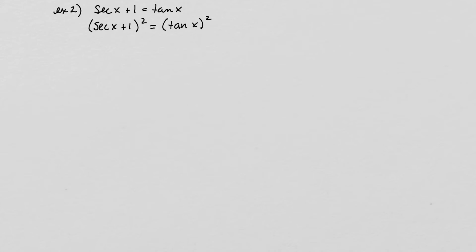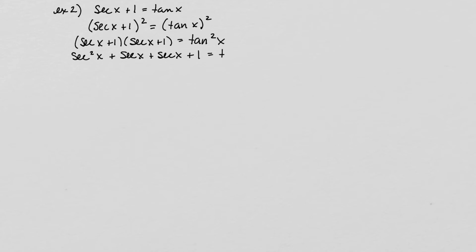Now remember, when we have secant x plus 1 squared, that's really saying secant x plus 1 times secant x plus 1. And then that's equal to tangent squared x. If I multiply this out, secant x times secant x would give me secant squared x. Then I'd have plus secant x plus another secant x plus 1. All I did there was FOIL. So it's equal to tangent squared x.